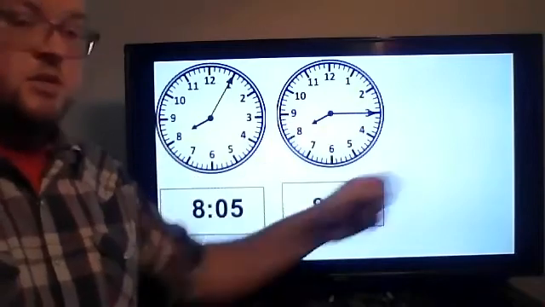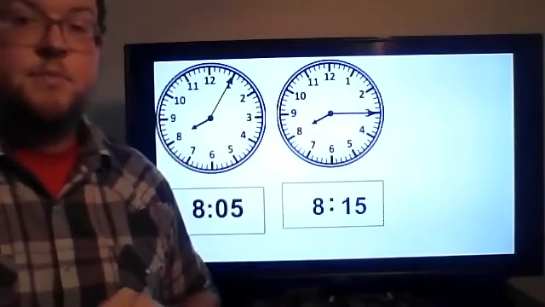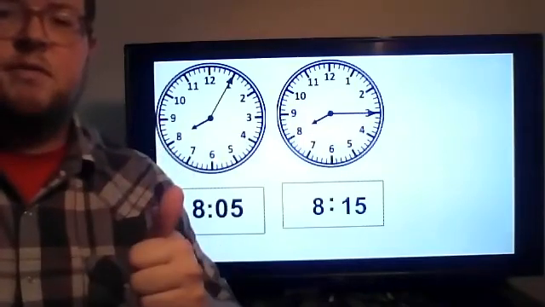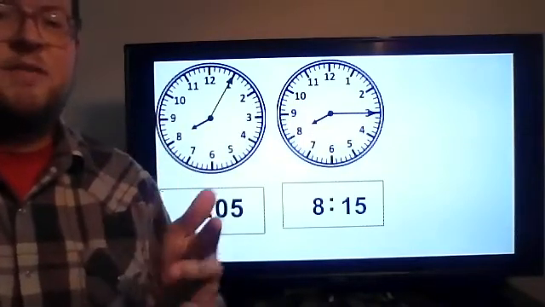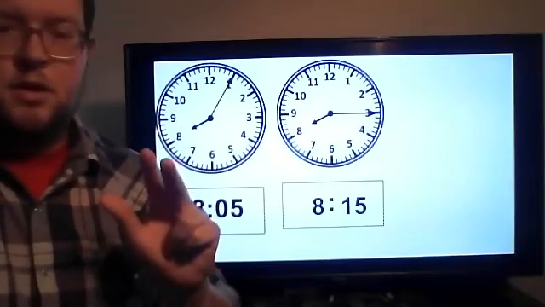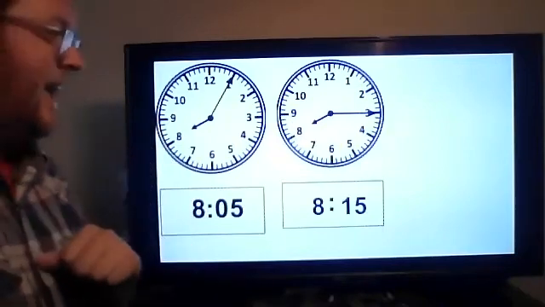And then we can finish with our last time. Okay? So we've been going up by fives. So we have 8:05, 8:10, 8:15. What comes after 15? That's right, 8:20.